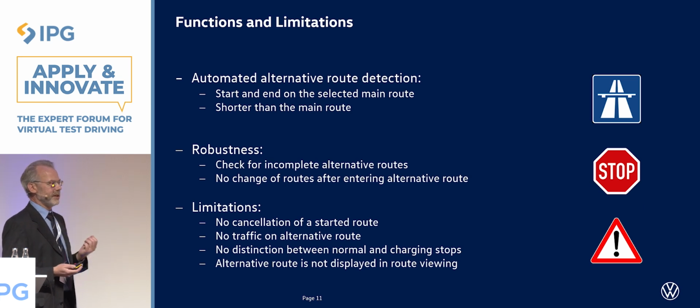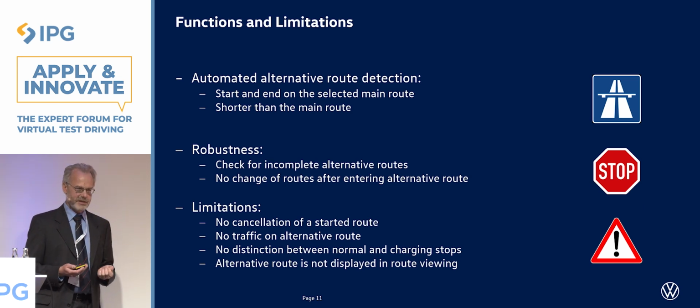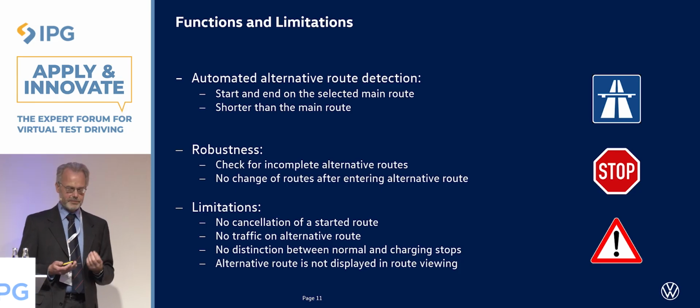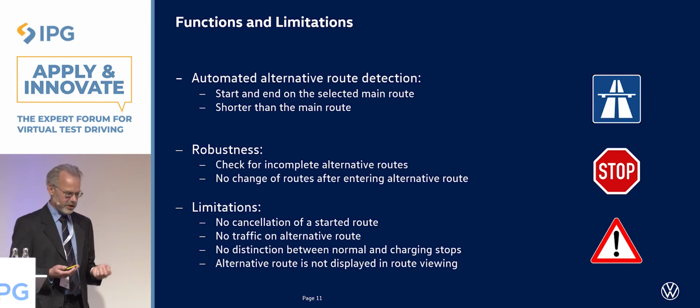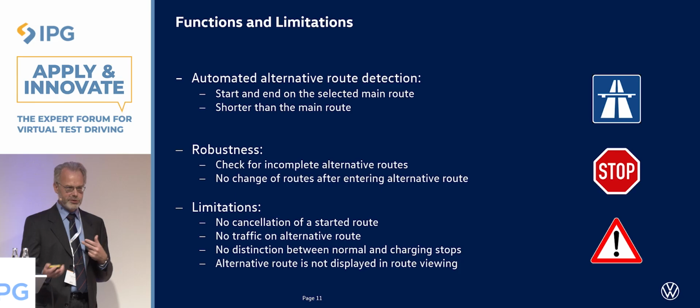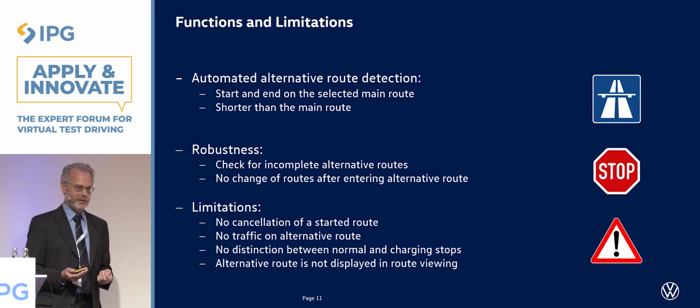Since we used a regular stop marker for indicating the location of the charging point, we cannot distinguish between such a stop marker and a stop marker at an intersection. That's also a problem. And the minor problem is that in the overlay for the route preview, you will not see these alternative routes.